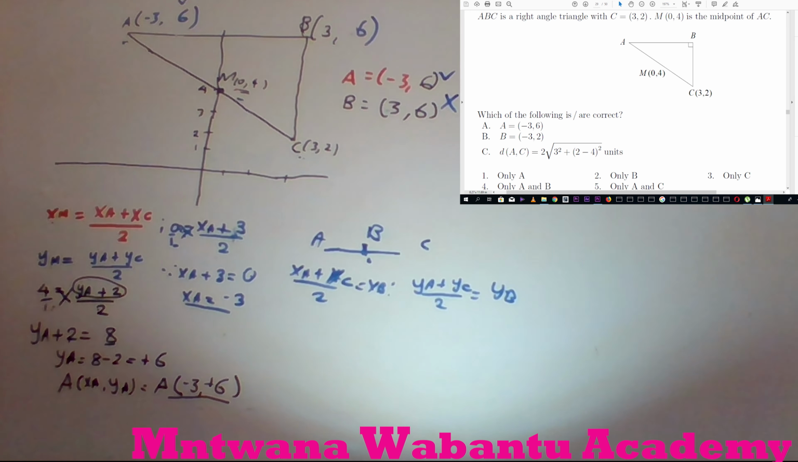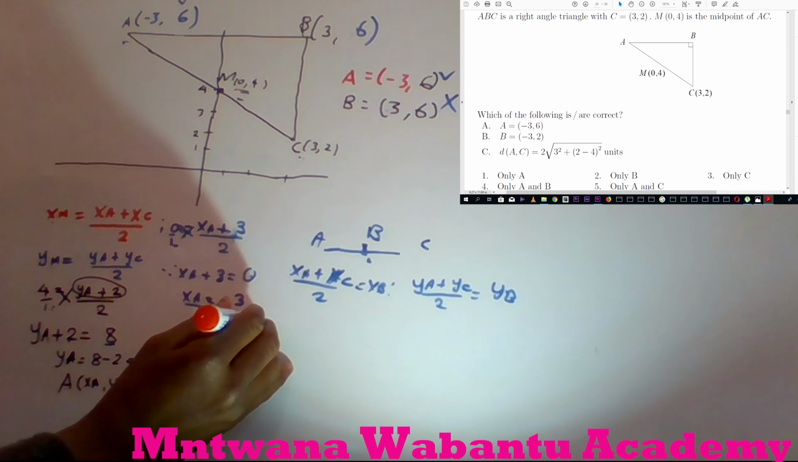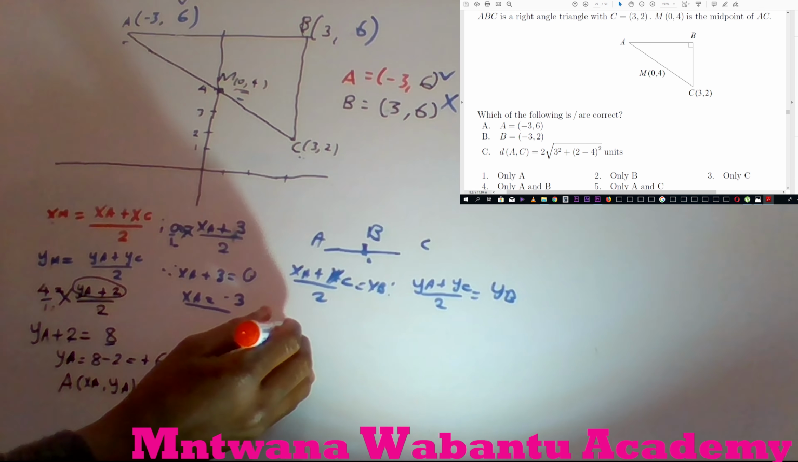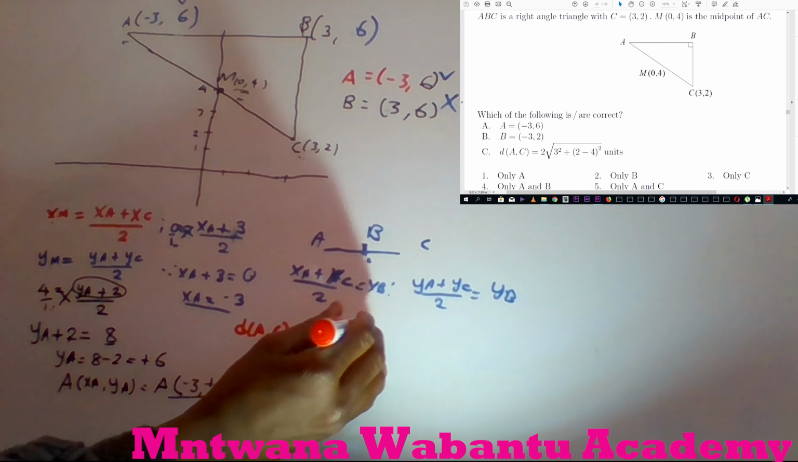So now we go for C. They want us to find the distance of AC. Distance of AC, very easy. This is how you're going to calculate the distance of AC. First and foremost, we're going to write the formula here. The distance of A to C equals, I'm going to say, square root.